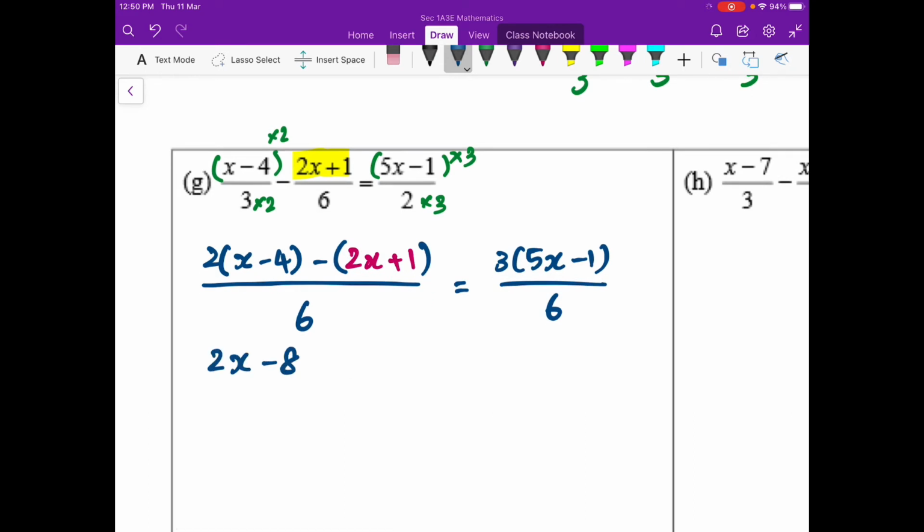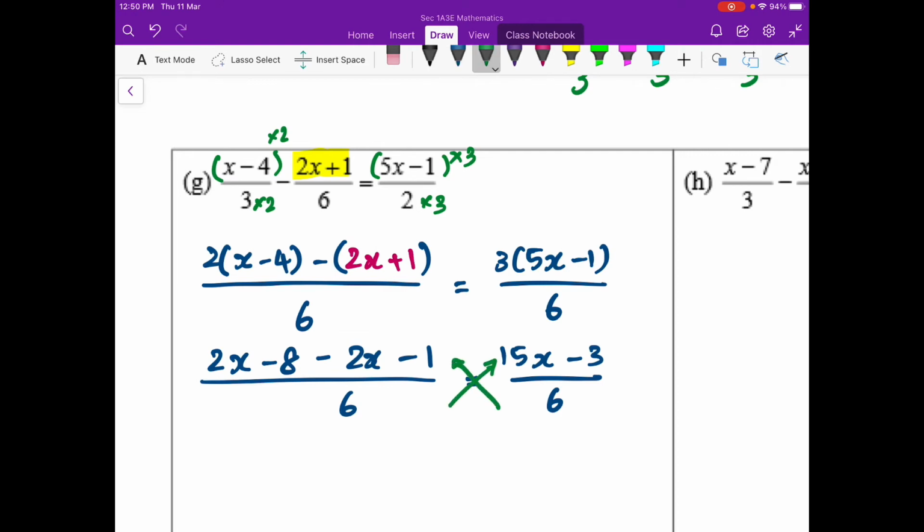2x minus 8 minus 2x, now it should be minus 1. And this is over 6. Equals to 15x minus 3 over 6. Now fraction equals to fraction. We can go ahead and multiply this way. But is it a good idea? Is there anything wrong with this? Nothing wrong. I can go and expand. But I end up with very big coefficients. Imagine 6 times 15, I get 90. 90x. I don't want to deal with 90x.